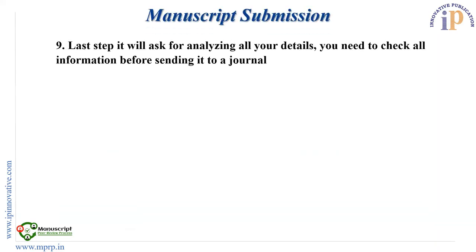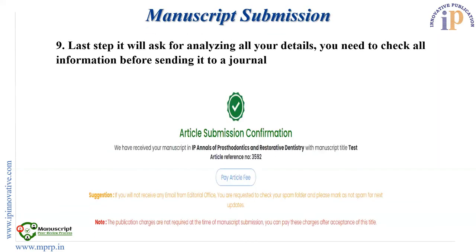The last step is it will ask for analyzing all your details. You need to check all the details before submitting to the journal, and after clicking on the submit button, it will give you the article submission confirmation, and it will give you a unique reference number, that is the article reference number. It is a 4-digit code. So in future, whenever you contact the editorial office, you need to mention this number, it is mandatory, in each and every communication, because each article will be tracked by this number only.